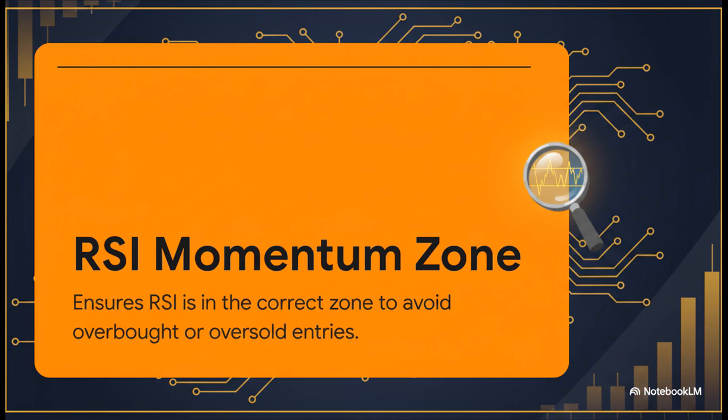Third, we have the RSI Momentum zone, which really acts as a critical safeguard. It ensures the RSI is in the correct zone to avoid buying in overbought conditions or selling in oversold ones. Basically, it filters out entries on exhausted, overstretched market moves that are just about to reverse, so you don't accidentally buy at the very top or sell at the absolute bottom.